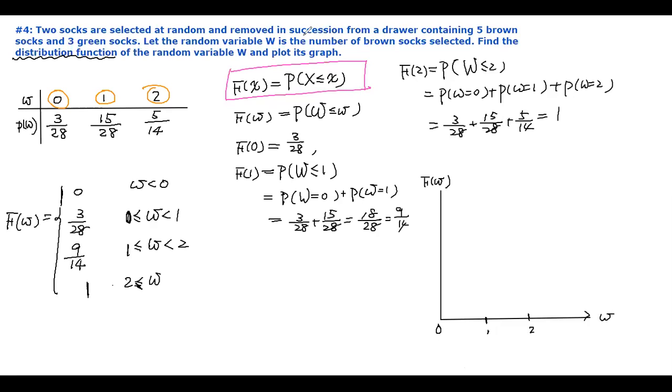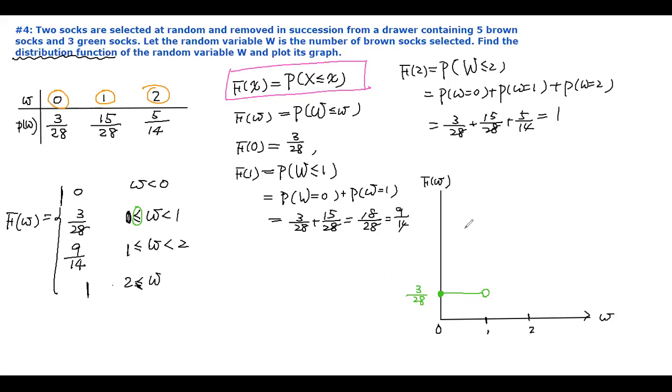From 0 to 1, what is it? It's 3/28, right? So 0 is a solid dot, because here there's the equal sign. 0 to 1, 1 is a circle. What is the height here? This is 3/28.